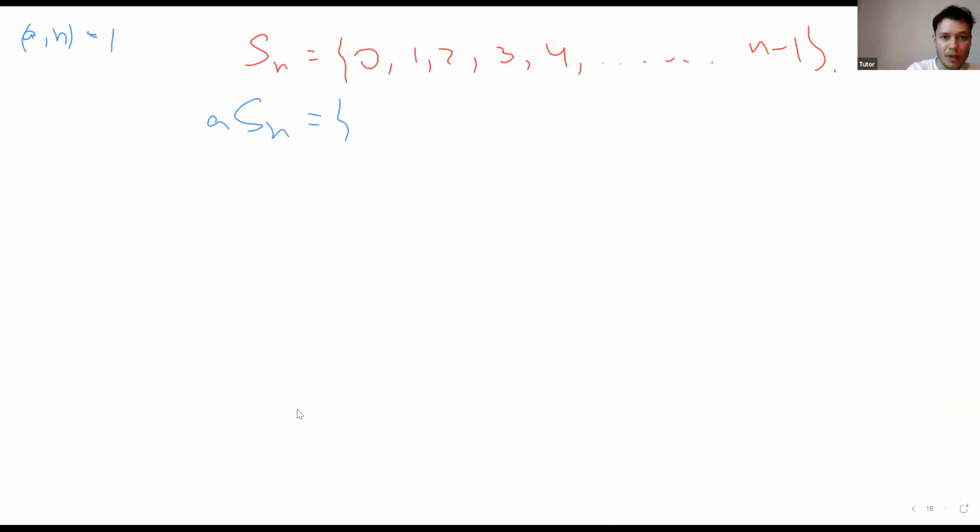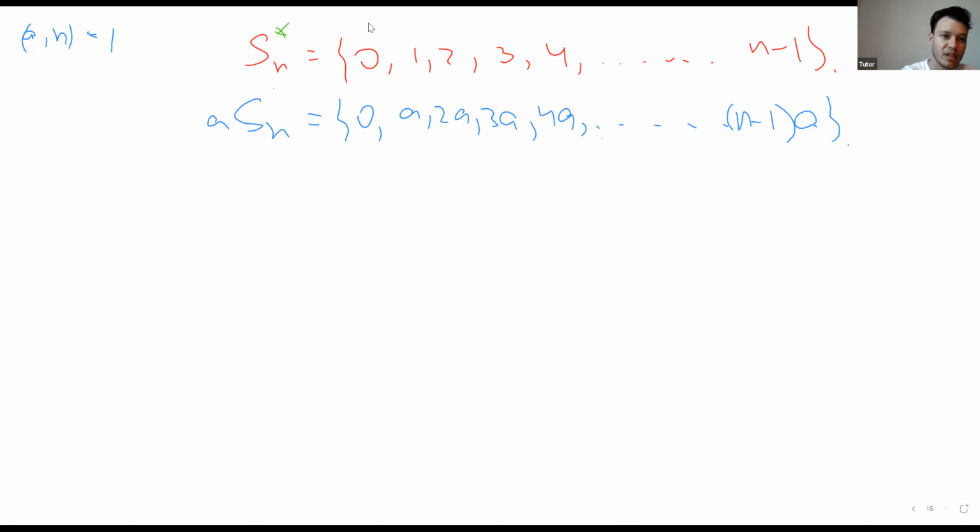I'm going to get 0, a, 2a, 3a, 4a, all the way to (n minus 1)a. So can I show that these two sets are the same? Yes or no? Well, let's see. So if a and n are good numbers, well, this 0 with this 0 is the same. So I can just remove the zeros. So maybe I just get rid of the zero.